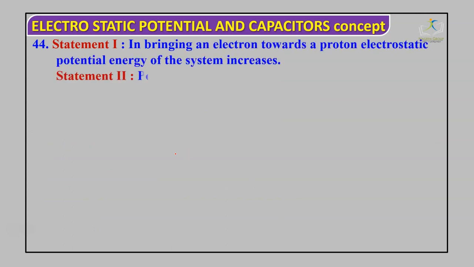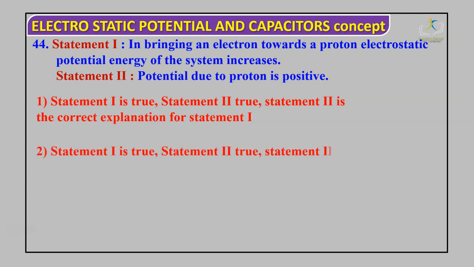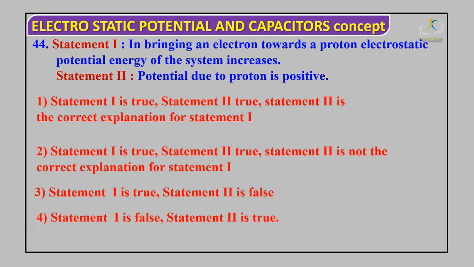Question number 44, statement first: in bringing an electron towards a proton, the electrostatic potential energy of the system increases. Second statement: potential due to a proton is positive. Statement first is true, statement second is true, and statement second is the correct explanation for statement first. Statement first is true, statement second is true, but statement second is not the correct explanation for statement first. Statement first is true, statement second is false. And last, statement first is false, statement second is true. The correct option is statement first is false, statement second is true.